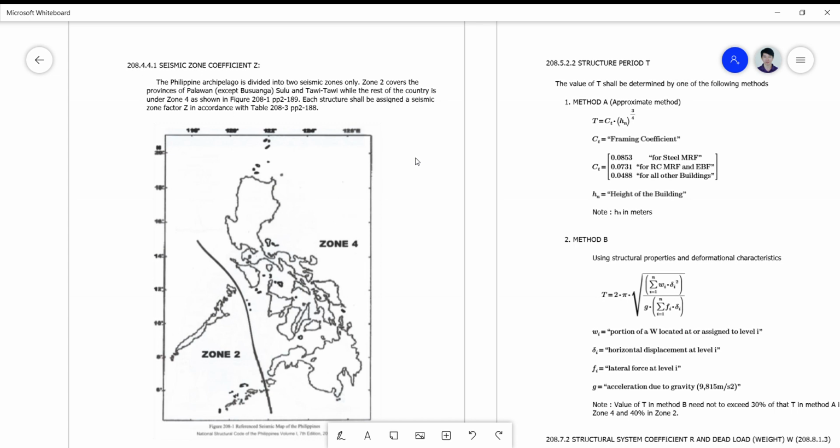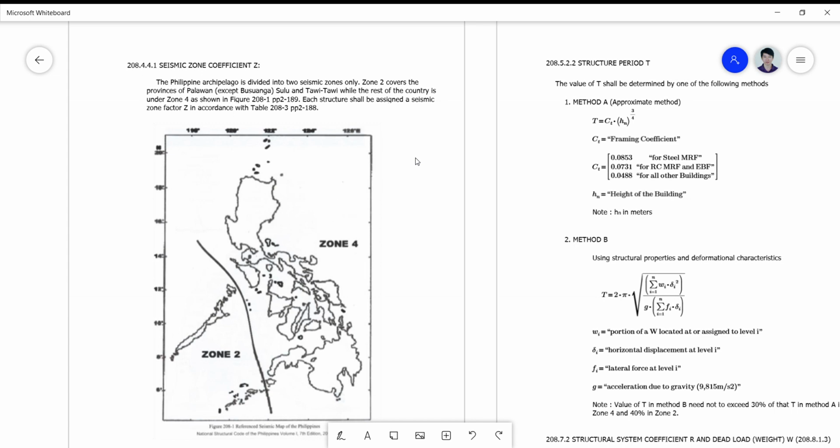Okay, class, let's continue our discussion on some of the parameters used for your static lateral force procedure on the basis of the NSCP 2015 code provisions. So for the seismic zone coefficient, which is actually the zone factor that we are considering, this is based on the site wherein the earthquake acceleration, the peak ground acceleration, is actually based.